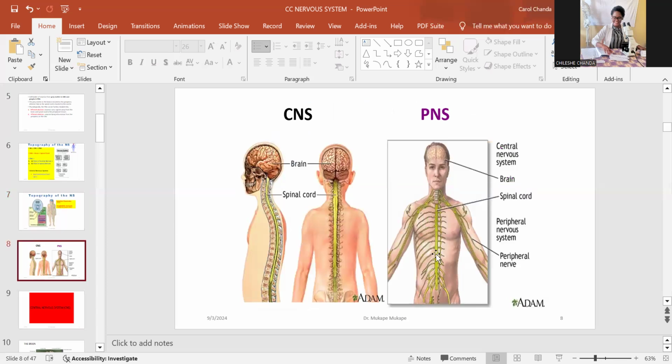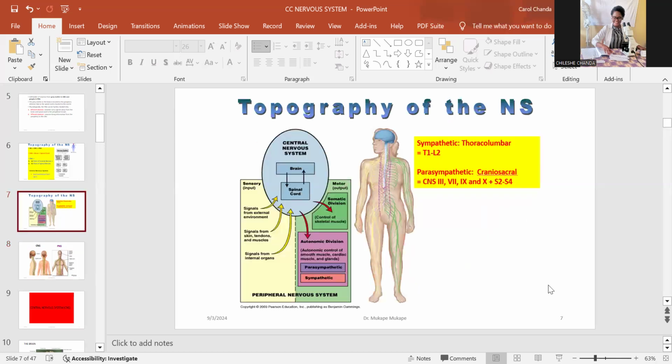So lumbar, you remember there were five vertebral bones, so five lumbar bones, but the top two nerves coming from there. Now, even the nerves, by the way, are named according to the names of the bones. So, for example, in the thoracic region, we're going to have T1, T2, T3, T4, okay, until we go to T12.